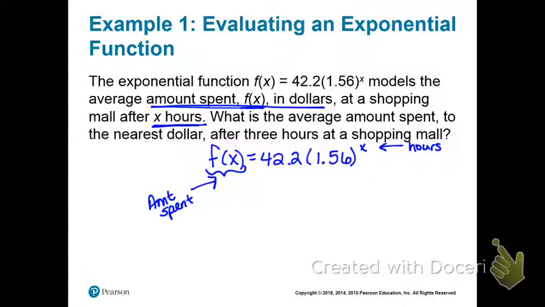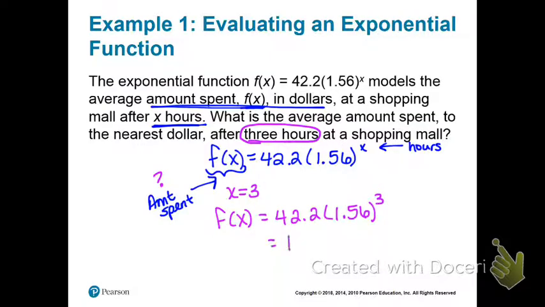Now let's go back to the question. So the question says, what is the average amount spent? So this is what we're after. So we're after f of x to the nearest dollar after 3 hours. Now they didn't write 3 as a digit, they wrote it out in words, but there's our number. So what is that 3? Well, the 3 is an hour, so it has to be our x. So we're going to find that f of x, or you could put f of 3 there if you wanted to, but so we're going to plug in x is 3 over here, and we're going to solve.